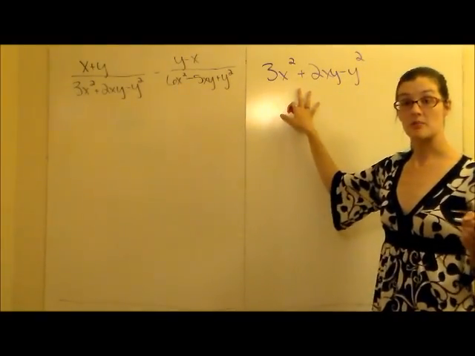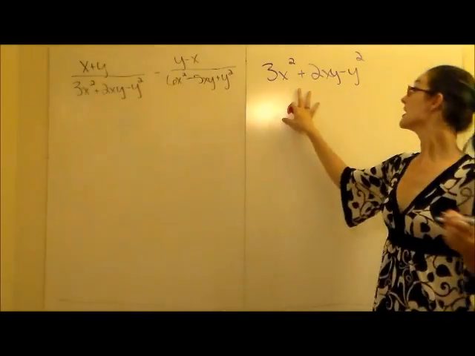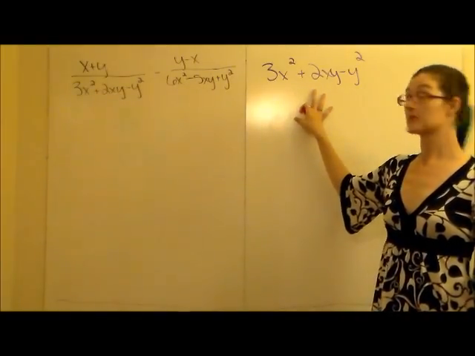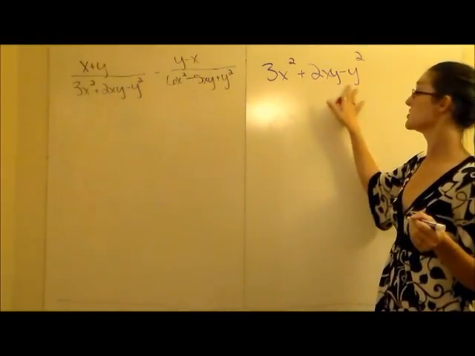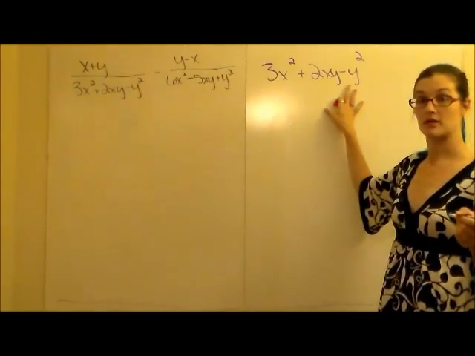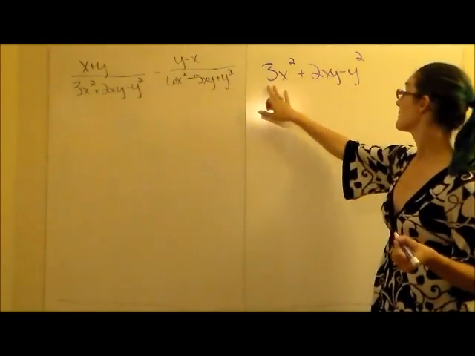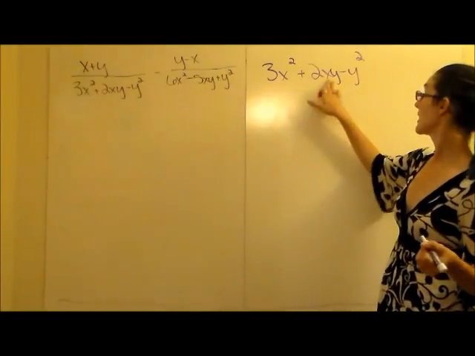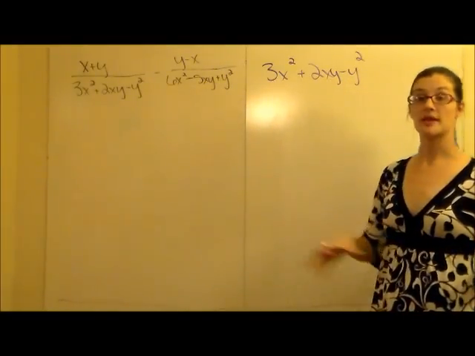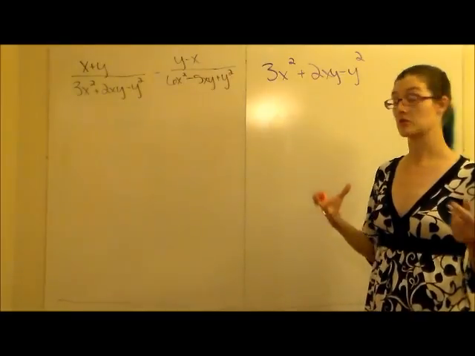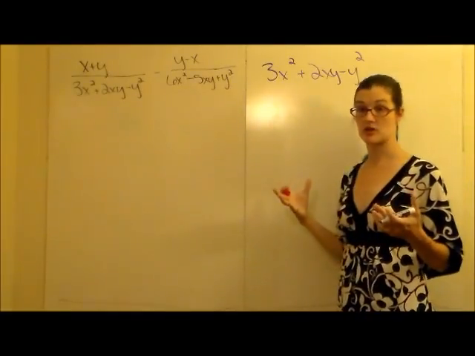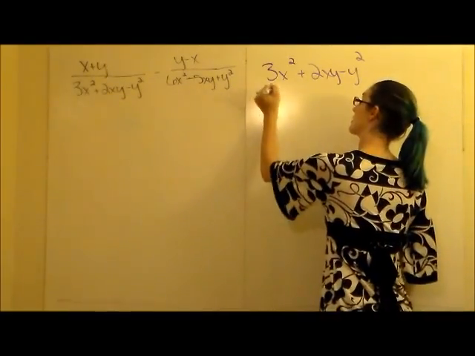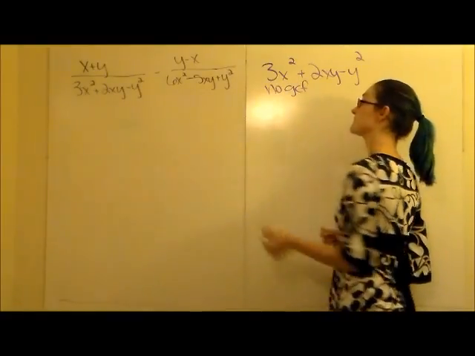First step of factoring, no matter what type you're doing, it's always going to be GCF. So we have 3x squared plus 2xy minus y squared. Do you have a GCF? We have 3, 2, and 1, so no numbers. x squared, xy, and y squared, there's no letters that are the same in all of them. No numbers are in common, no letters are in common, so there is no GCF.